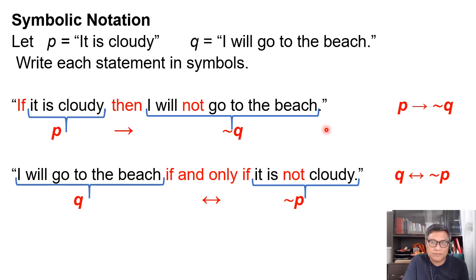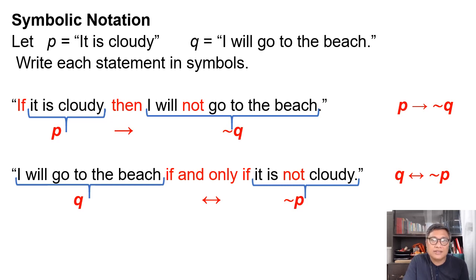The statement "if P, then not Q" refers to "if it is cloudy, then I will not go to the beach." Then for the other example, there is the phrase "if and only if." This is your biconditional. "I will go to the beach" is the first statement, your Q. Then "it is not cloudy" is the negation of your P, so we put the tilde before the P. Then we combine: Q if and only if not P. Meaning, I will go to the beach if and only if it is not cloudy.